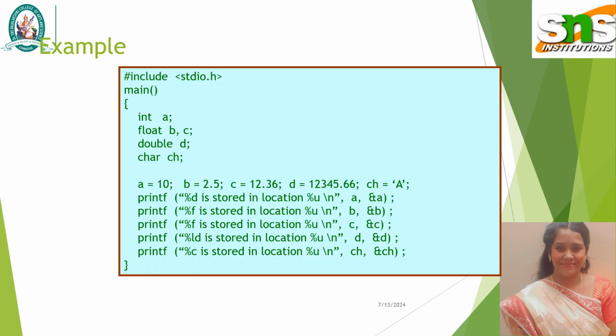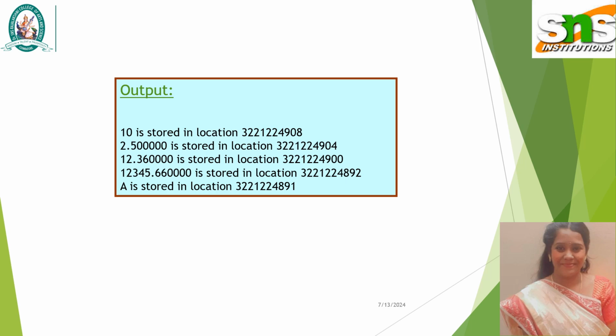One example of a pointer program has variables A, B, C, D, CH, where A stands for integer, B and C for floats, D for double, and CH for character. Then we have in the pointers ampersand A, ampersand B, ampersand C, ampersand D, ampersand CH. Now look at the control strings we have. For integer we have %d, for float we have %f, for double we have %ld, and for character we have %c. So the output will be like this. It will determine the exact location where that particular value is stored.